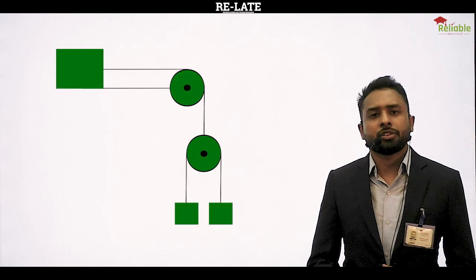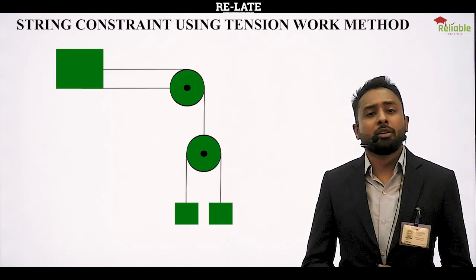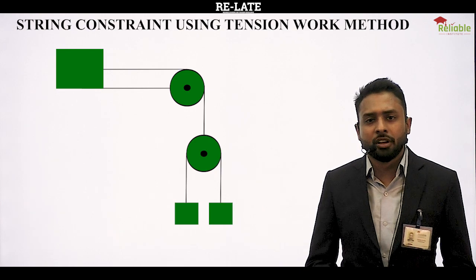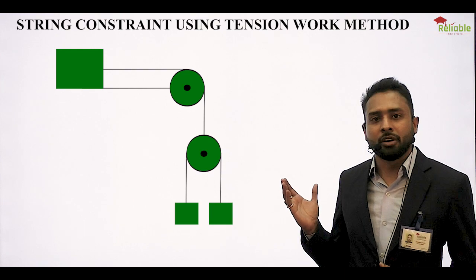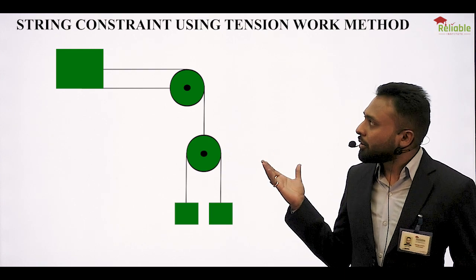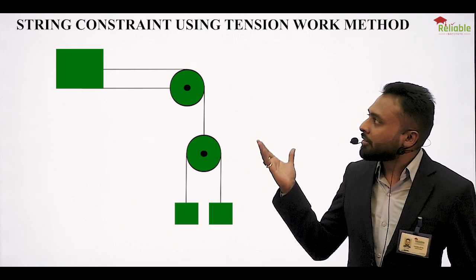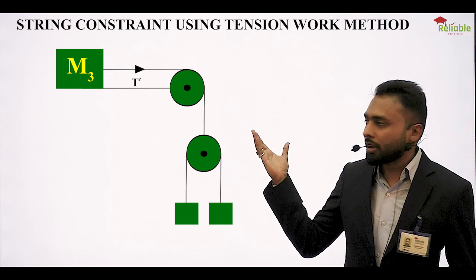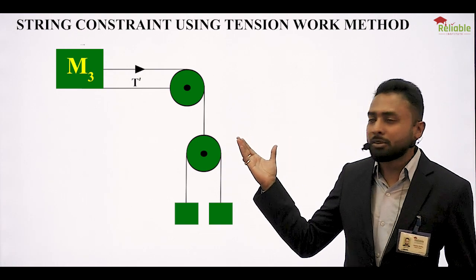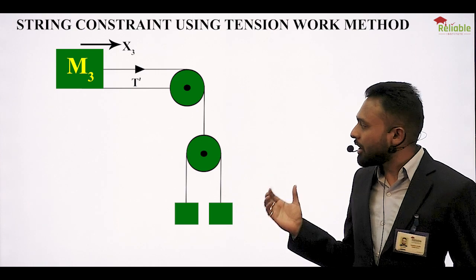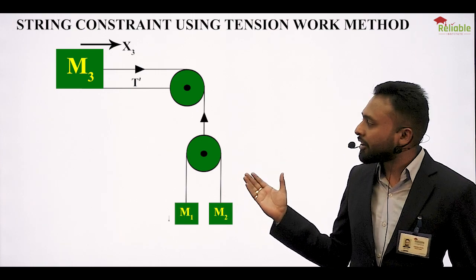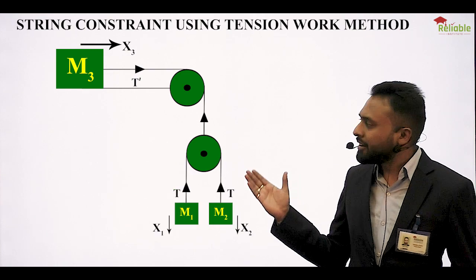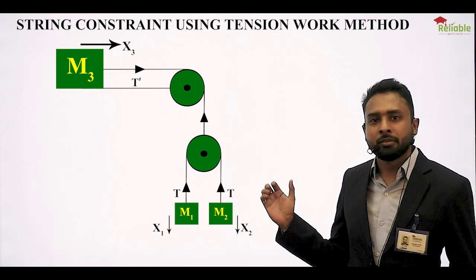So there is a missing equation and we need to find one more relation. To find this fifth equation, we will use the string constraint, and there are many methods to apply it. Here in this video we are showing you the tension work method. In this diagram you can see tension T dash on block M3 and its displacement shown as x3. Similarly on blocks M1 and M2, displacements have been shown as x1 and x2 respectively, and the tension acting on them is T.